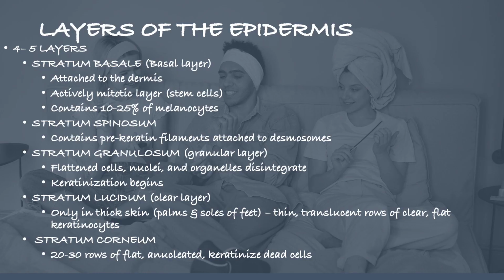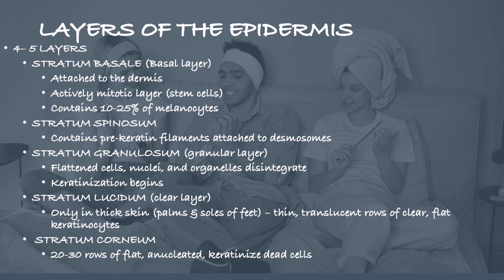There are 4 to 5 layers of the epidermis. 4 if it's in normal skin, 5 layers if it's in thick skin. We're going to start from the bottom up. So from the dermis, the layer touching the dermis, the actual skin, and then we're going to work our way outside.